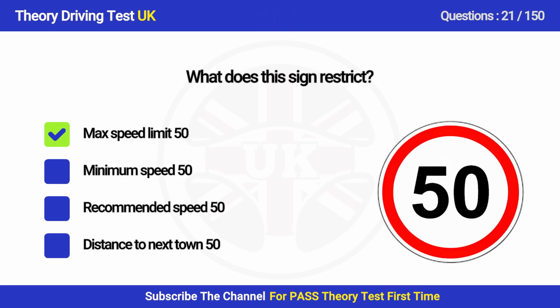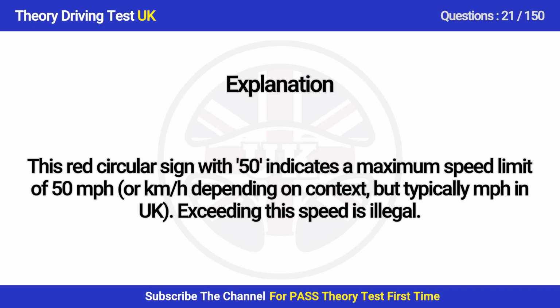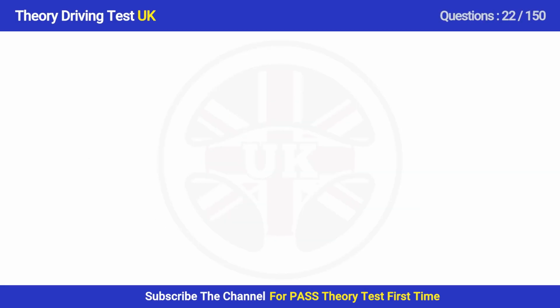Answers is A. Max speed limit 50. This red circular sign with 50 indicates a maximum speed limit of 50, depending on context, but typically exceeding this speed is illegal.